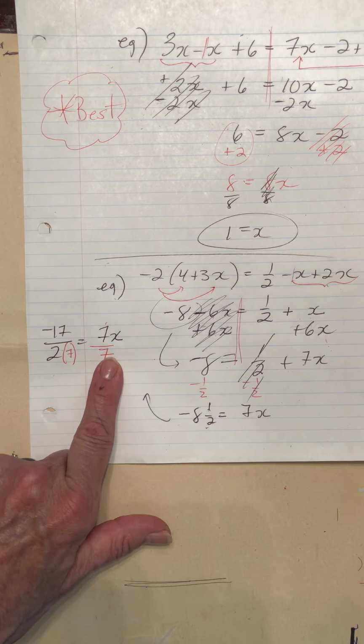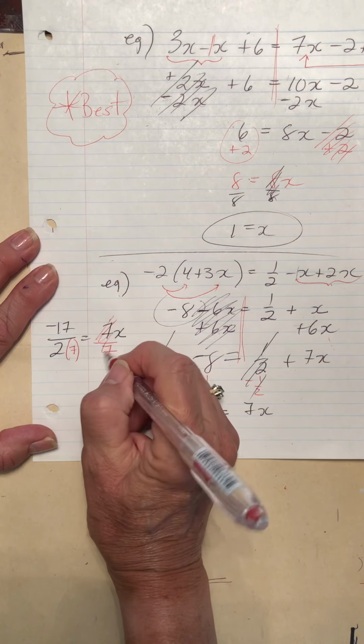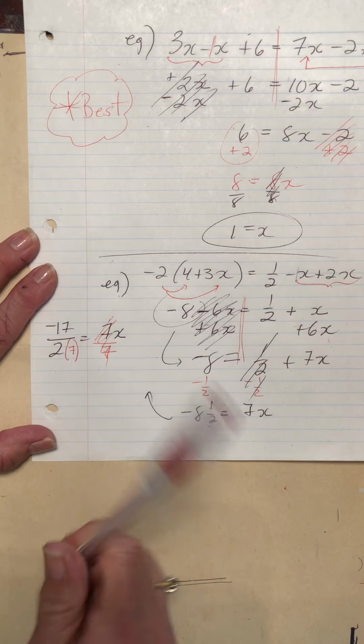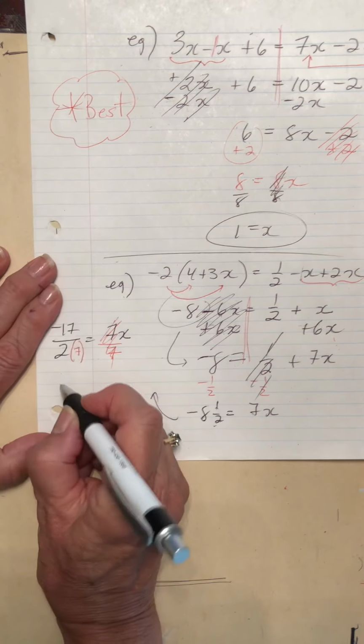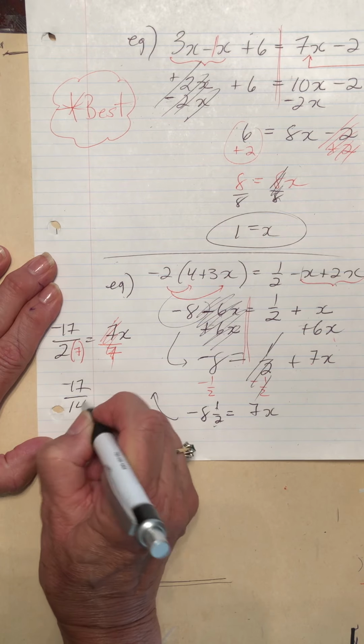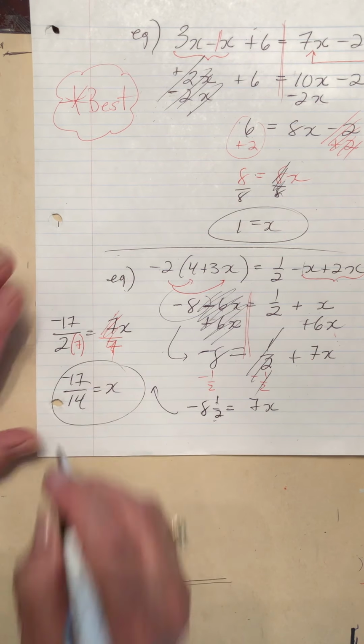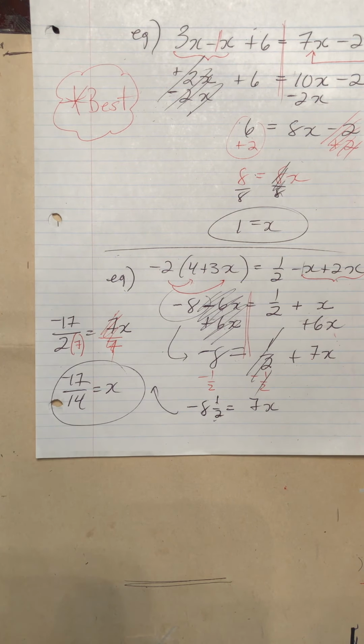So divide by 7, divide by 7. This becomes a 1, and this becomes 17 over 14, and it's negative. So negative 17 over 14 is now your solution. Okay, that's a pretty crazy one.